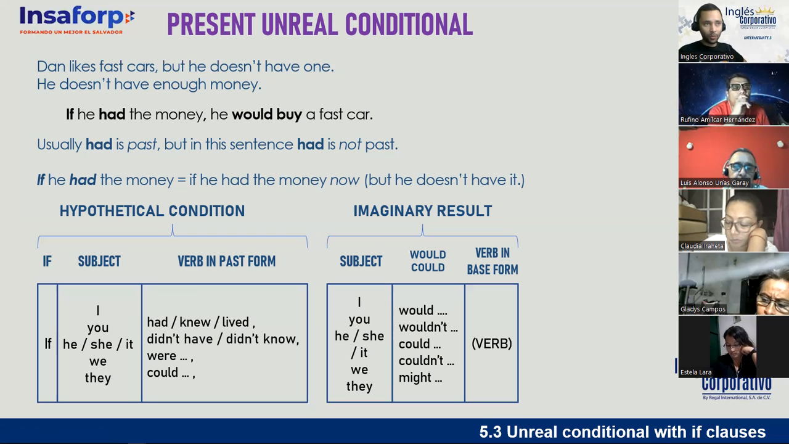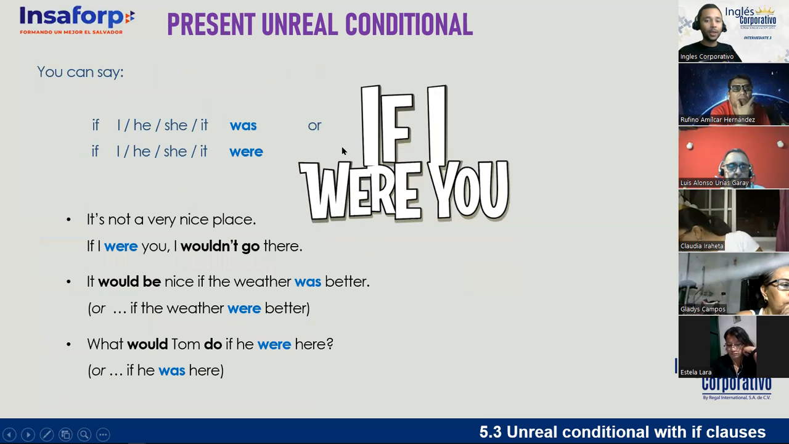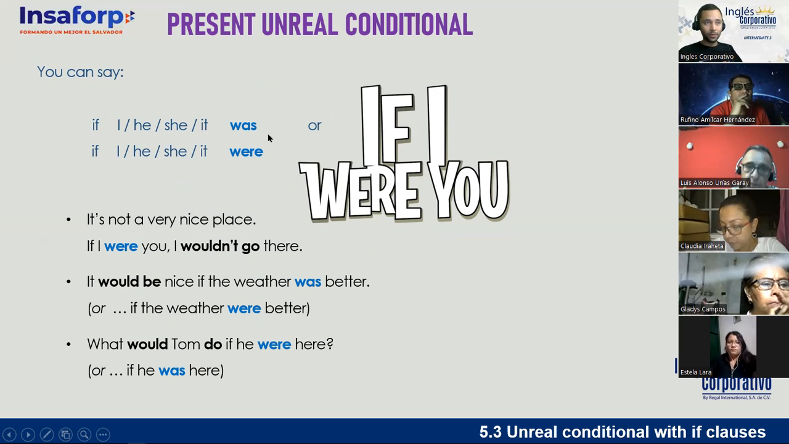Now, something that I mentioned a moment ago is the use of the verb be in the hypothetical condition. We can use were, but was is also possible, as I am going to explain in the next slide. If I were you, si yo fuera tú. For the subjects I, he, she, or it, you can say if I was, if he was, if she was, if it was. Como sabemos, el pasado del verbo be para I, he, she, it es was. Pero en estos casos podemos ocupar were, y de hecho were es mejor porque es gramaticalmente correcto. Was es informal para estos casos. You can say if I were, if he were, if she were, if it were. Like if I were you, si yo fuera tú.